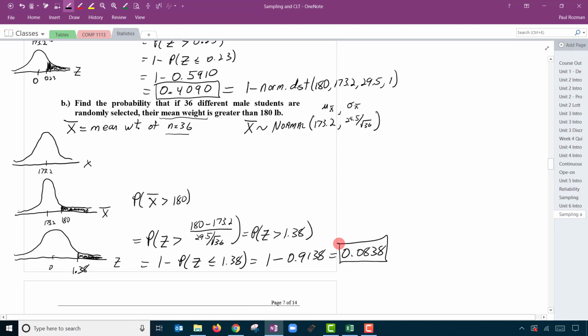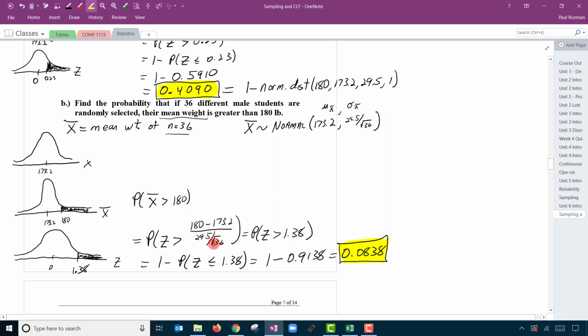A big contrast in answers. If you're saying, what's the probability that one person is over 180? It's pretty high. Well, what are the chances that a whole group will have a mean over 180? Well, it's only 8%. So you can see that that happens because there's less variability. The results tend to be closer to the mean as n gets higher. So if I had studied 200 students, this would be even lower.